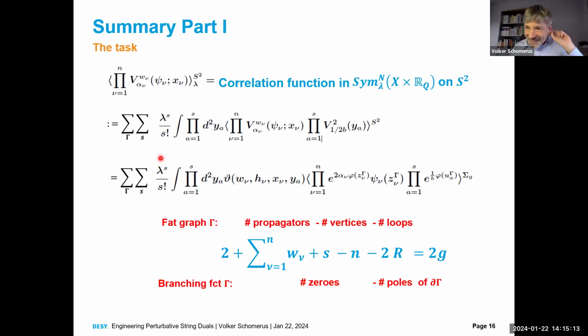Any question? Yeah, this is a piece of the theory, right? So the piece of the theory that's accessible to conformal perturbation theory. Right, right.